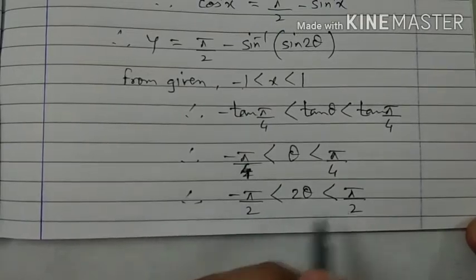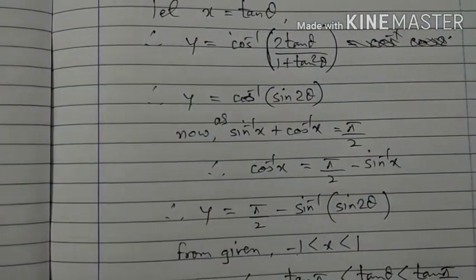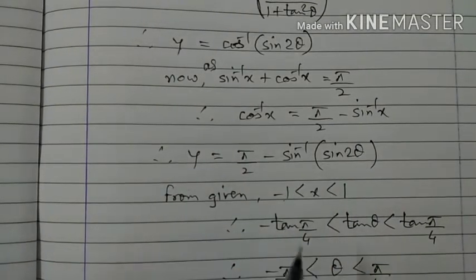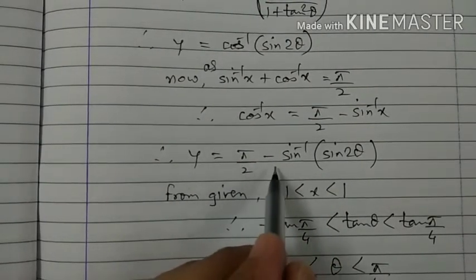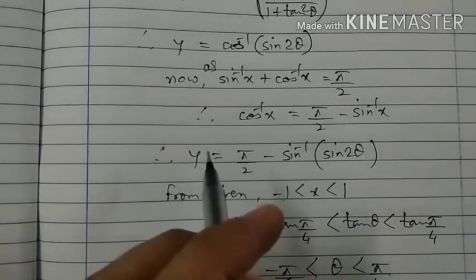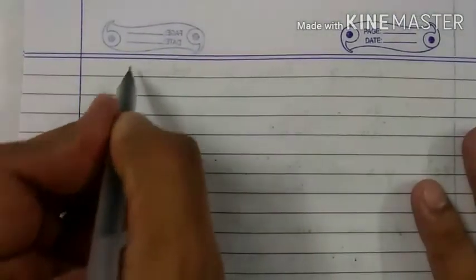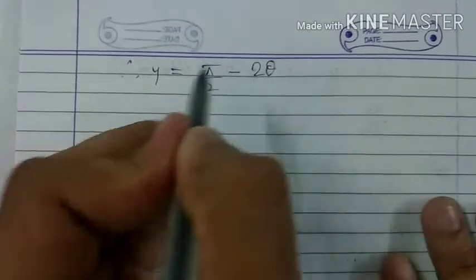So 2 theta lies between minus 90 and plus 90, which is already the range of sin inverse. Minus 90 to plus 90 is the range of sin inverse. So hence we have shown that 2 theta lies in the range of sin inverse, right? So by simplification, sin inverse and sin get cancelled, so I will get 2 theta. Therefore y equal to pi by 2 minus 2 theta.